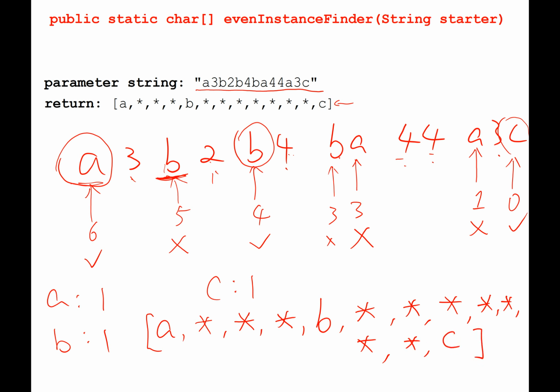That's why it returns 7. Let's see, make sure there's no error. Good. So this is why it returns that array. So it returns a char array.